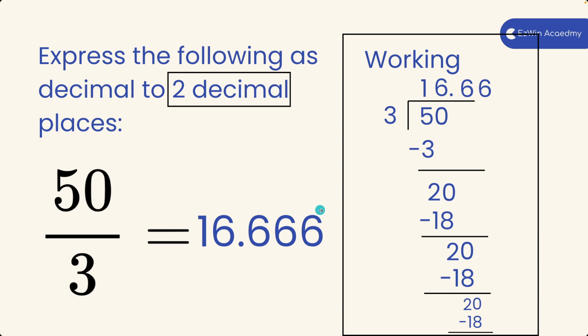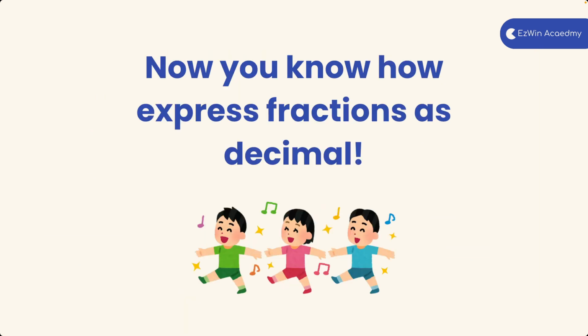So we need to round to the two decimal place. That means the third decimal place that we have over here, we will have to round up or round down. And since 6 is more than 5, we will actually have to round up. So that means the second decimal place, which is still 6, is going to be added by 1. So this will round up to 16.67. And that is an easy win.